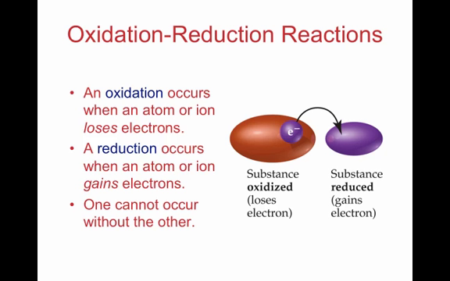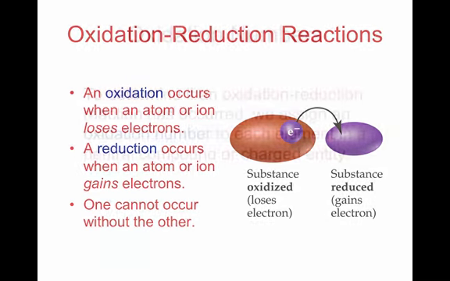Now, what's an easy way to remember which one's reduced, which one's oxidized, who gains what, who loses what? Well, Leo the lion says GER. G-E-R. So LEO: loses electrons, oxidized. Says GER: gains electrons, reduced. Leo says GER, loses electrons, oxidized, gains electrons, reduced. Just a simple way to remember that.